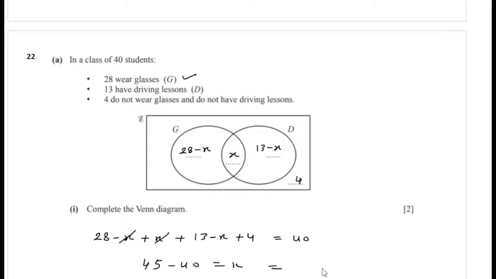So x is equal to 5. Now once we get the value of x, we can simply replace this with 5. So here it is 5. Here it is 28 minus 5, that is 23, and here it is 13 minus 5, so it is 8. So 23, 5 and 8 will be your answer in this case.